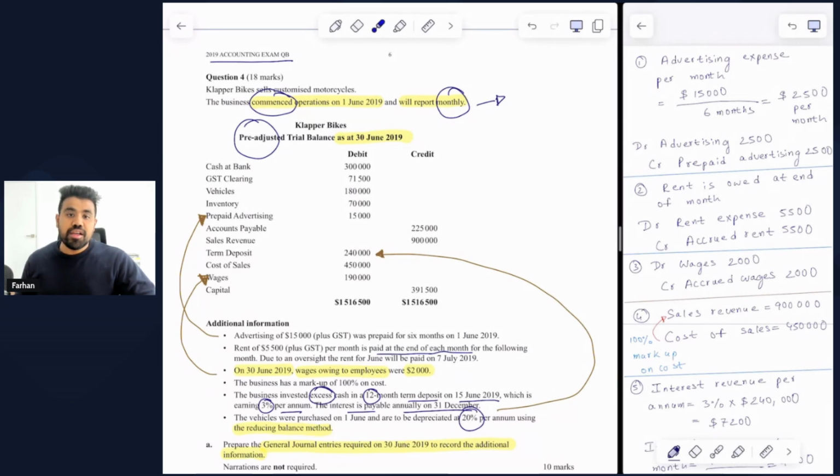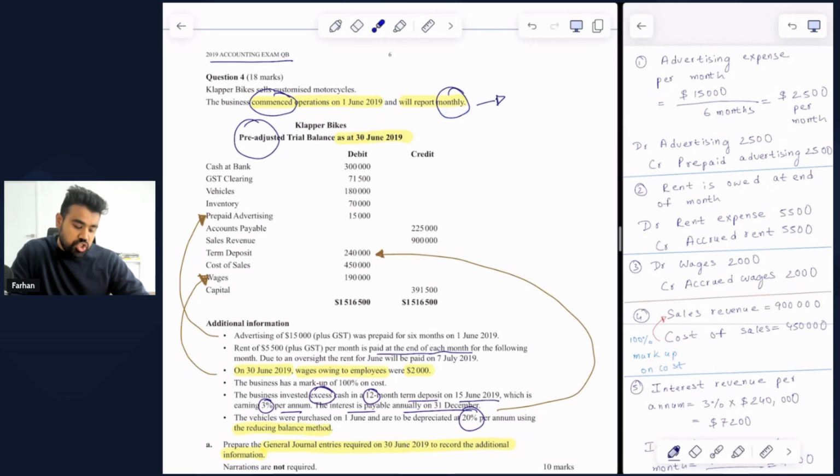With that being said, let's get started. Clapper Bikes sells customized motorcycles. The business commenced operations on 1 June 2019 and will report monthly. So this is a new business which just started on 1 June 2019, and we also understand that the business prepares its financial statements on a monthly basis.